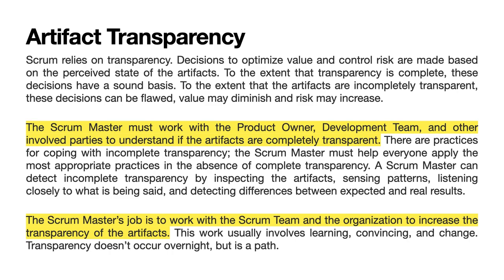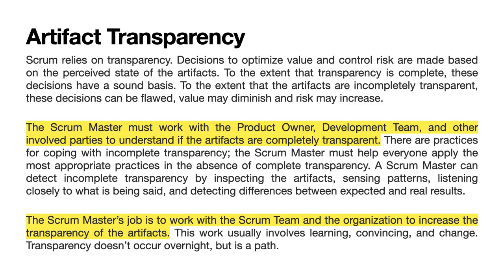Decisions to optimize value and control risk are made based on the perceived state of the artifacts. To the extent that transparency is complete, these decisions have a sound basis. To the extent that the artifacts are incompletely transparent, these decisions can be flawed, value may diminish and risk may increase. The Scrum Master must work with the product owner, development team, and other involved parties to understand if the artifacts are completely transparent. There are practices for coping with incomplete transparency.